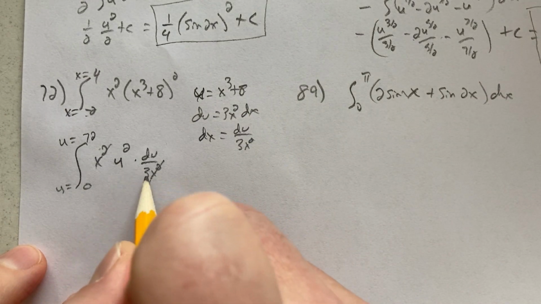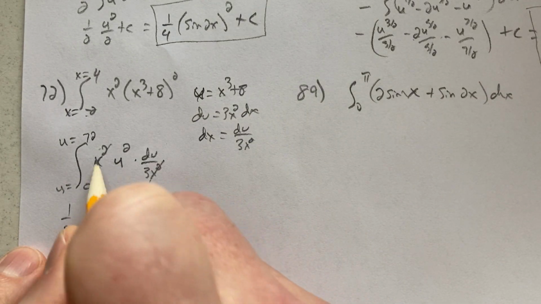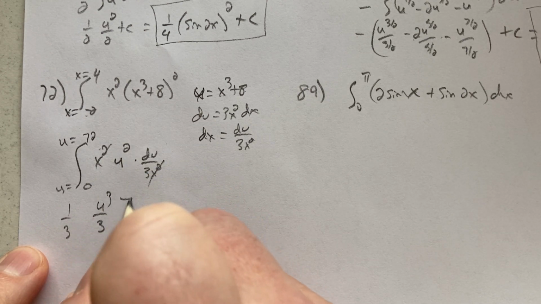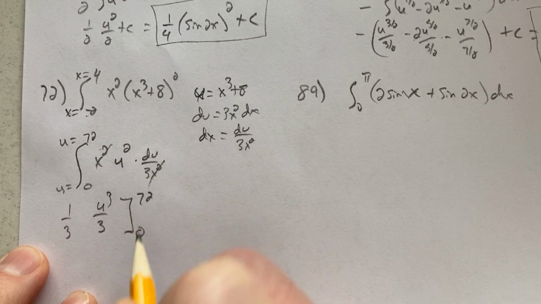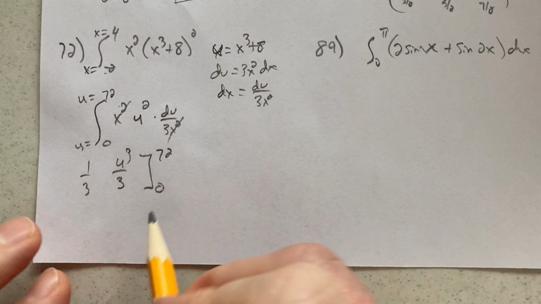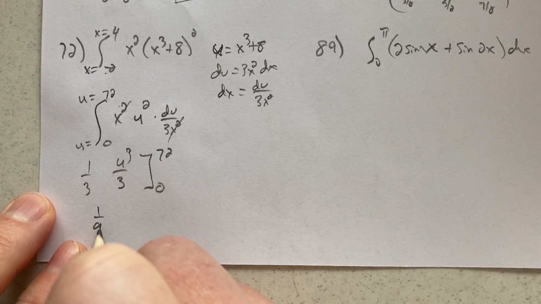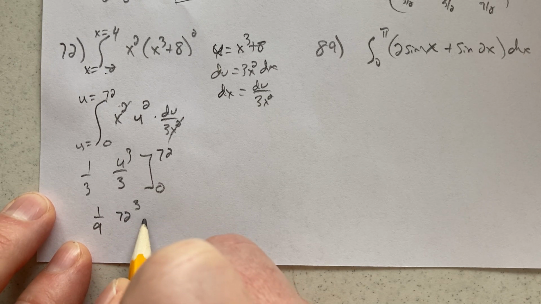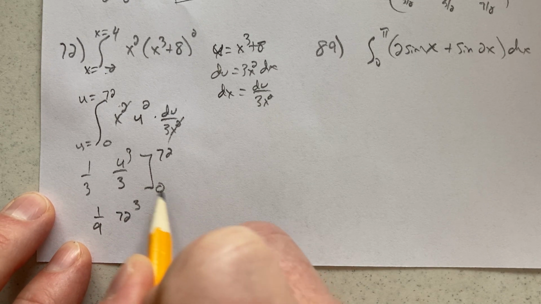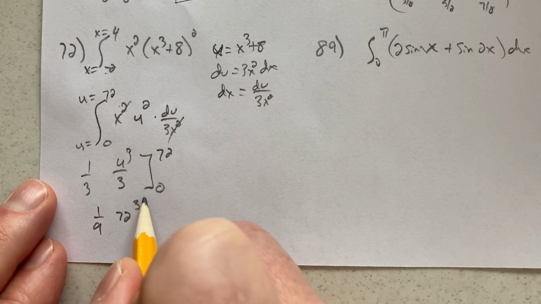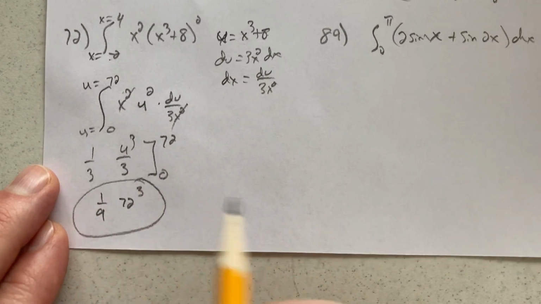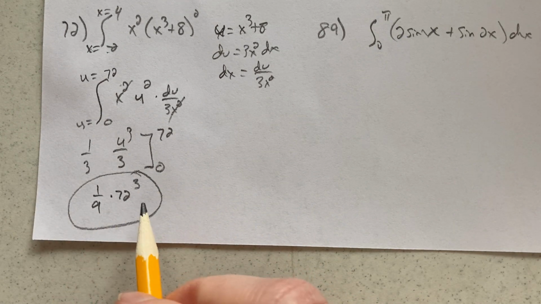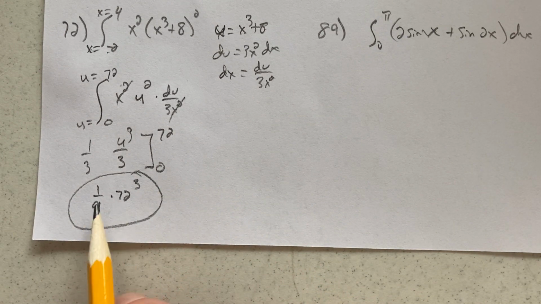So I go ahead, I bring this 1/3 out. I'm going to integrate u squared. That's u cubed over 3. And we're going to evaluate that from 0 to 72. And so when we do that, I'm going to get 1/9 times 72 to the 3rd power minus 1/9 times 0 to the 3rd power, which is 0. I'm going to end up with that as my answer. And that's something very large. If you want to put it on a calculator, God bless you, but I'm just going to leave it like that.